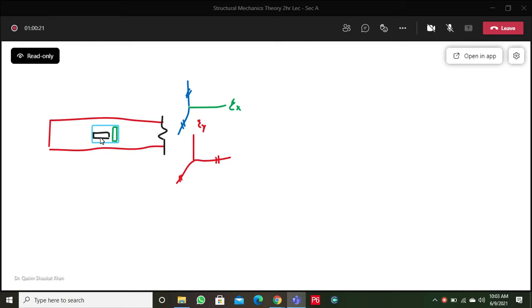Now comes the strain rosette. So what is a strain rosette? A strain rosette is basically a group of strain gauges. ठीक है जी? Let's say this is one point on the element, and we have placed 3 strain gauges. Let's say this is strain gauge A. This is strain gauge C.